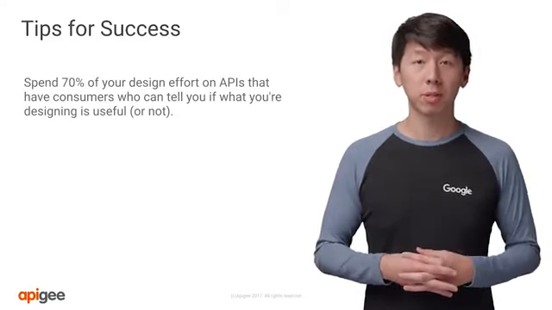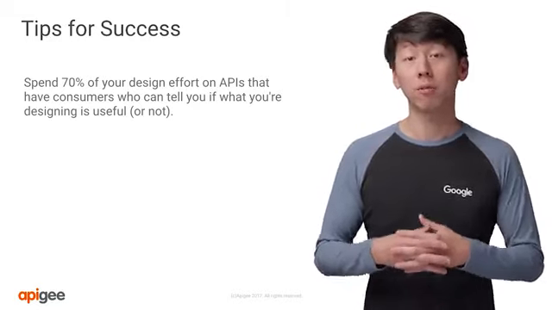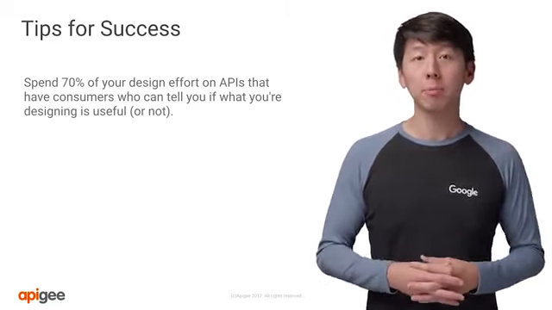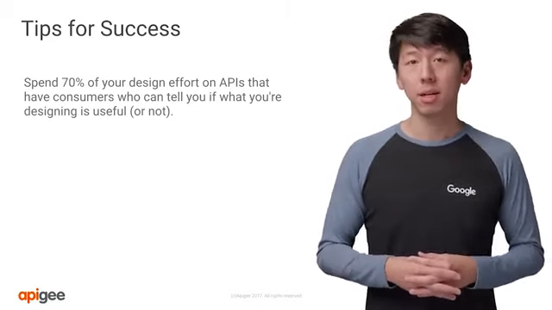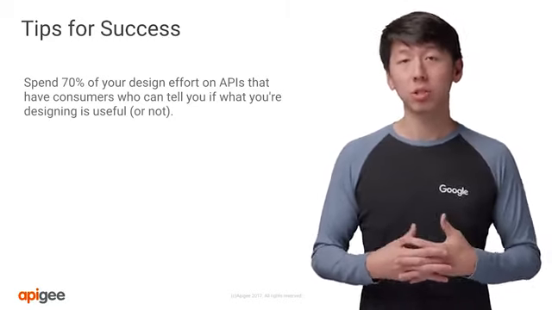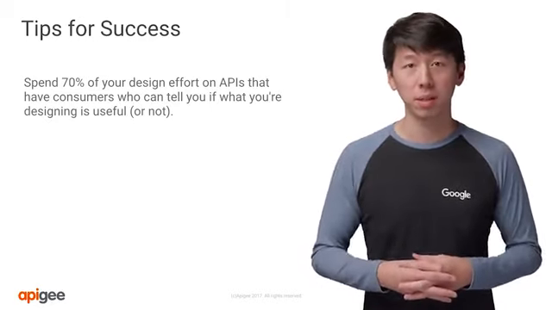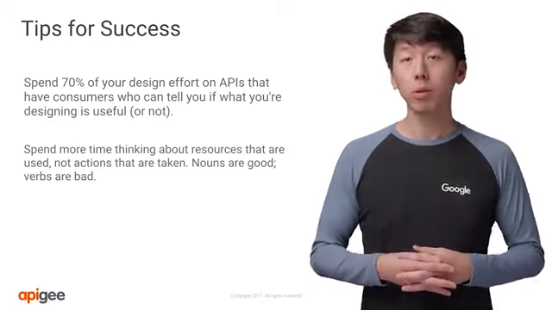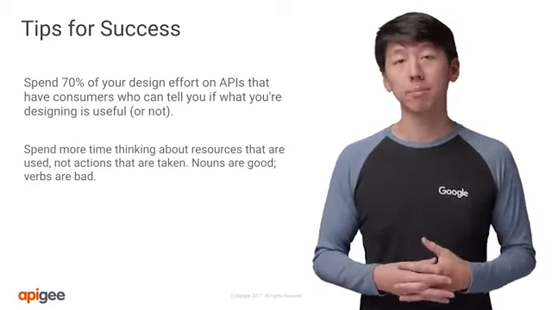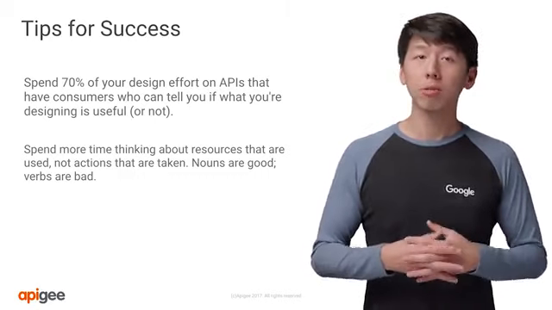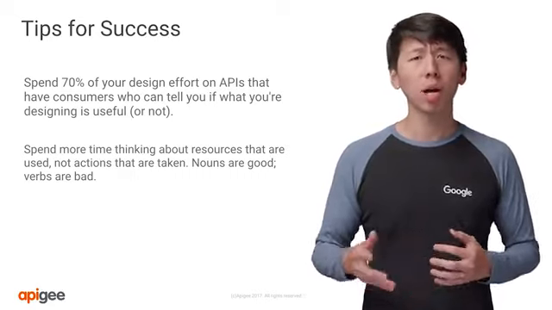So here are some tips for design. Spend your energy on the APIs that you can get direct feedback from. Your app developers can tell you better than anyone what they want out of an API. This feedback is essential as it ensures you don't waste time on building APIs that no one finds useful. Spend time thinking about resources. We like to say that nouns are good and verbs are bad when it comes to your APIs. Using nouns creates a more consistent pattern in your API library, but we'll talk more about that in just a little bit.